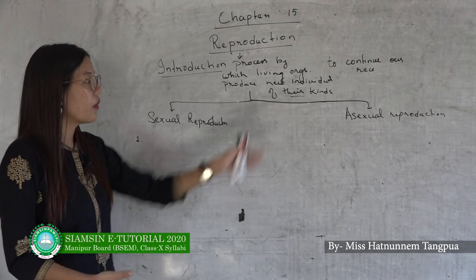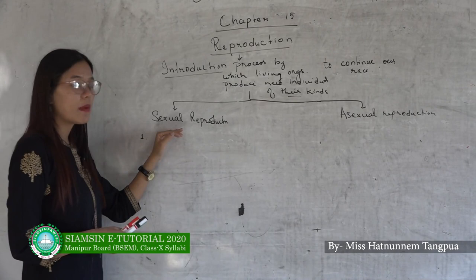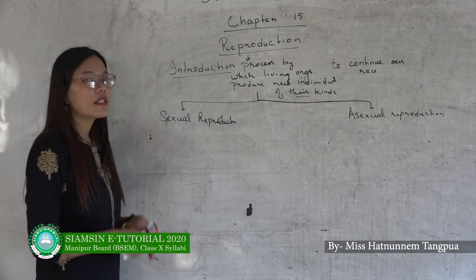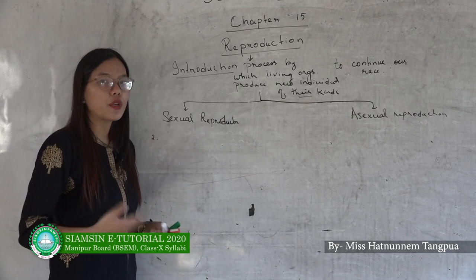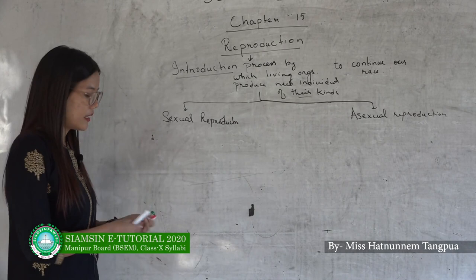Reproduction is of two types: first, sexual reproduction, and second, asexual reproduction. Sexual reproduction is a reproduction where two individuals are required to produce new individuals. Two parents are needed in sexual reproduction.